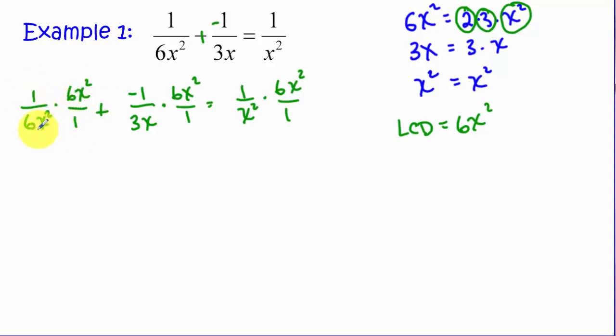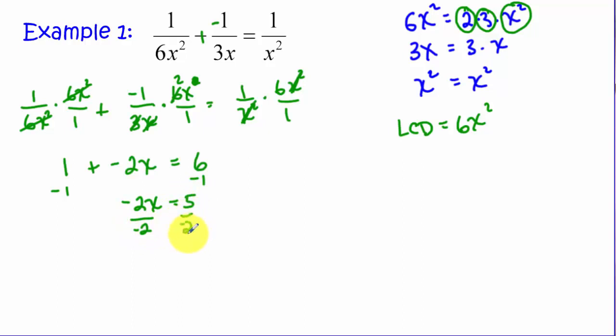Now in each of these terms we're going to simplify. So 6x squareds cancel out, so we have 1. Here, one of the x's cancels out, and the 3 divides into 6 two times, so we have 2x times minus 1. Over here, the x squareds cancel out, so we have 6. So now this time we have a linear equation. There's no exponent on the x, so we're going to get the x's on one side of the equation and then divide, and we get x equals negative 5 halves.